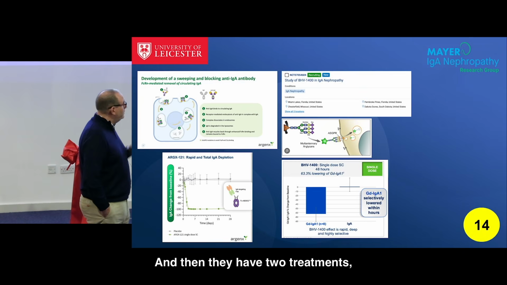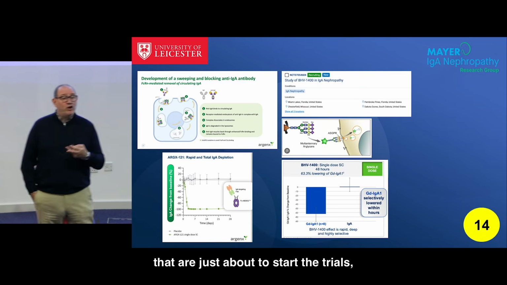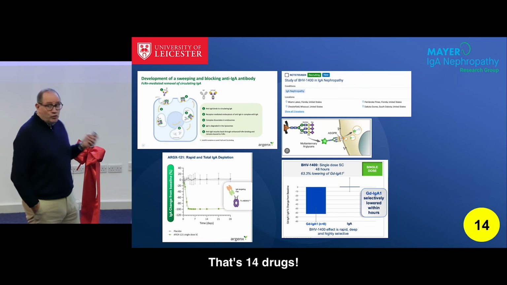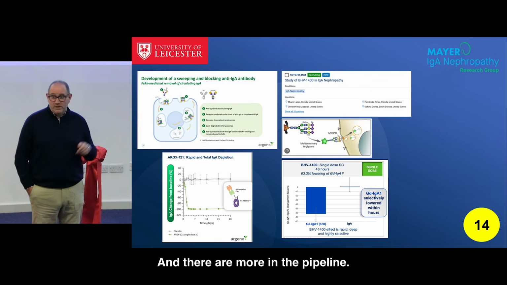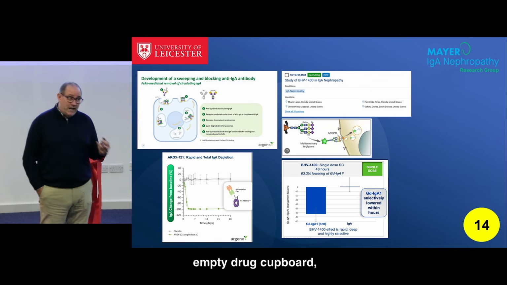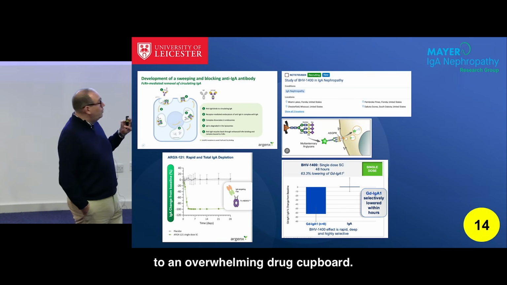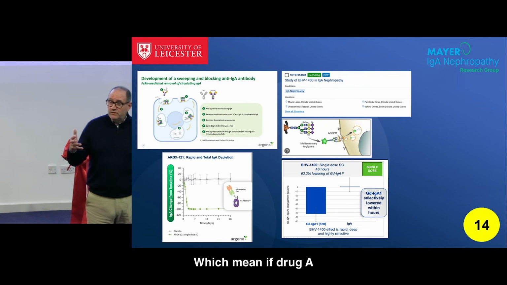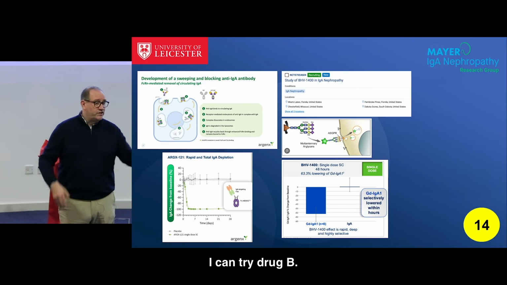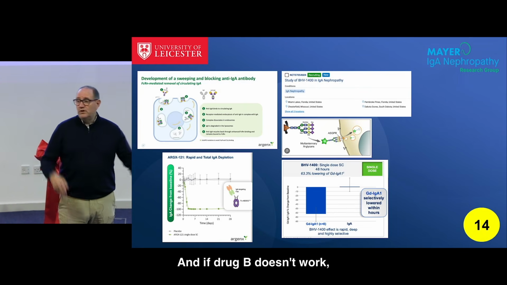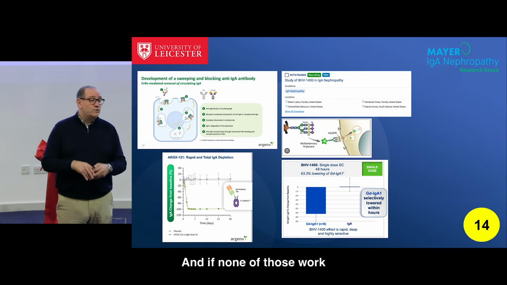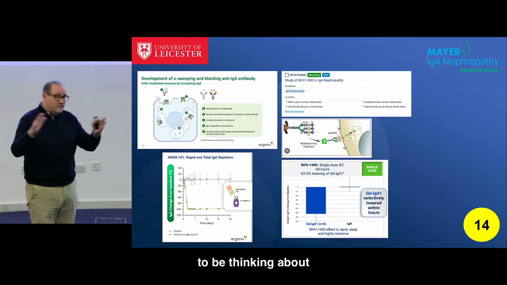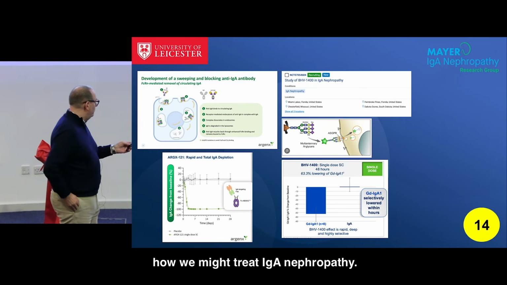And then we have 2 treatments that are just about to start the trials to get the data to go to the regulators. That's 14 drugs, and there are more in the pipeline. So we have gone from a very empty drug cupboard to an overwhelming drug cupboard. And many of these drugs do very different things, which means if drug A doesn't work for you, I can try drug B. And if drug B doesn't work, I've got drug C. And if none of those work, I'll put them together. So this is a fantastic time to be thinking about how we might treat IgA nephropathy.